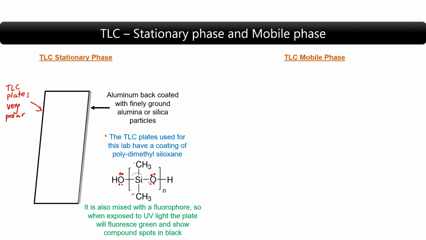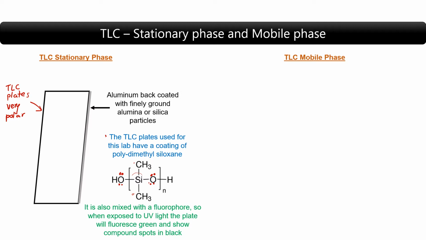There are instances where TLC plates are made of other materials with different polarities, but for the purpose of this class, you don't have to consider them. Please always consider the TLC plate as being very polar due to the material it's made of, which is polydimethylsiloxane.